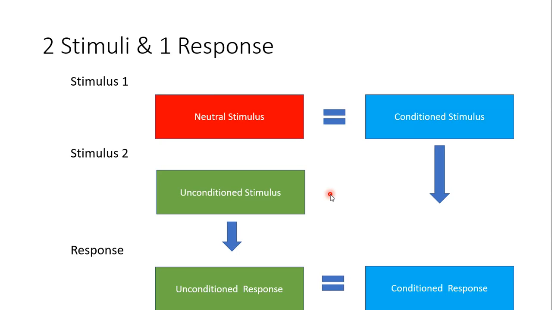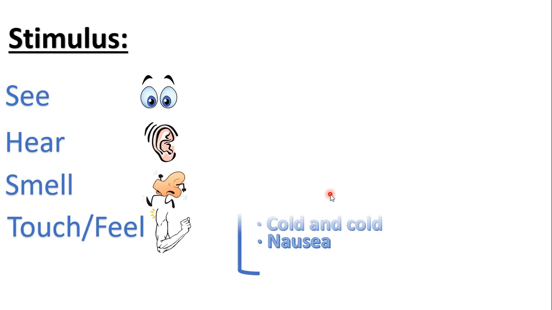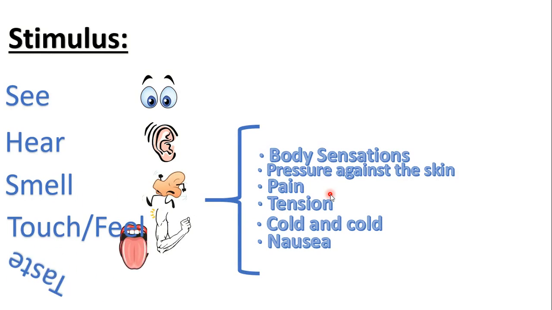So, what are the stimuli? What is a stimulus? A stimulus is anything that you can see, hear, smell, touch, or taste. And touch can include anything from literally touching something with your hands or body sensations, muscle tensions, cold, nausea, heat. All of these things can be a stimulus.